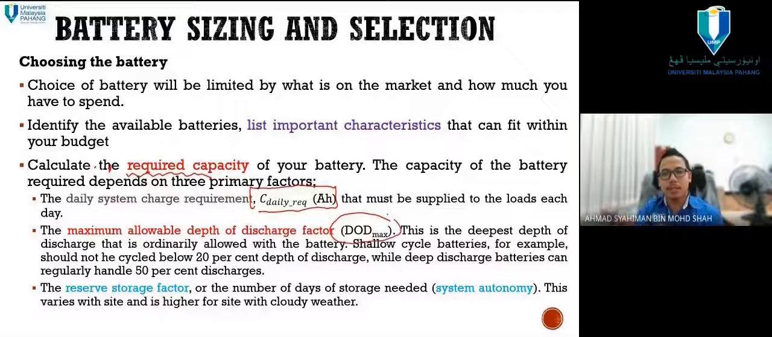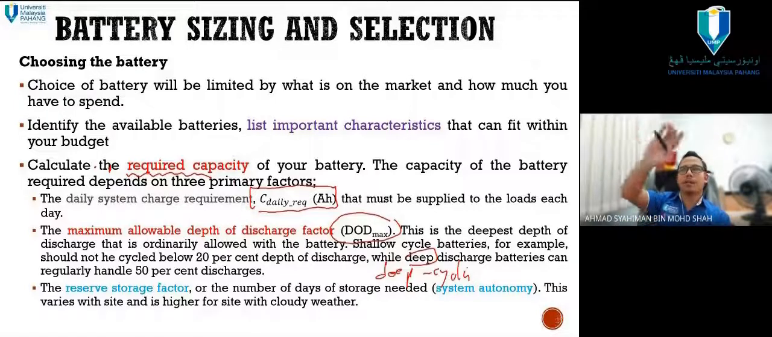DOD, this is the deepest depth of discharge that is ordinarily allowed with the battery. Shallow cycle batteries, for example, should not be cycled below 20% depth of discharge, while deep discharge batteries can regularly handle 50% discharge, or we call it deep cycle. Remember, deep cycle battery, solar battery, or lorry battery. But another lead acid, the motor and car one, I think 20%, very shallow, very shallow. Depth of discharge is like that.